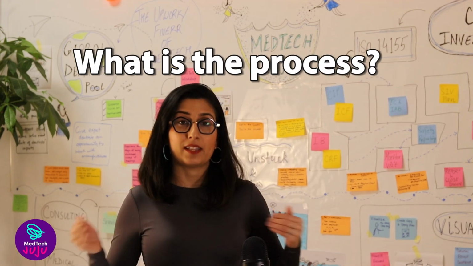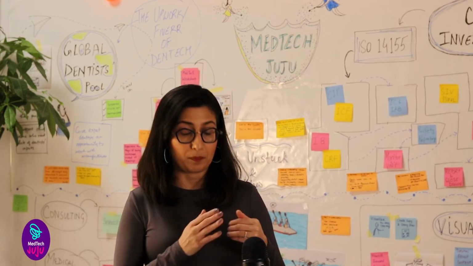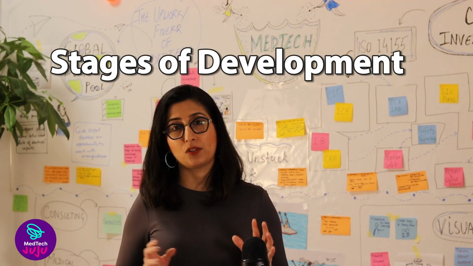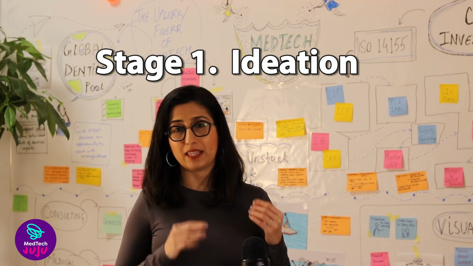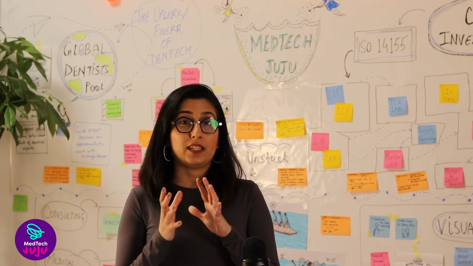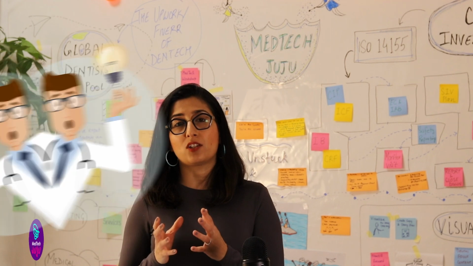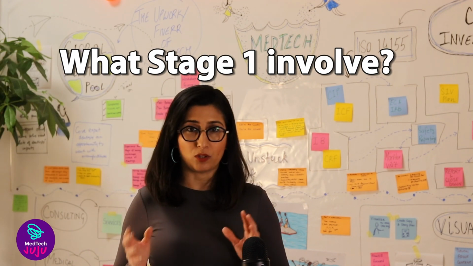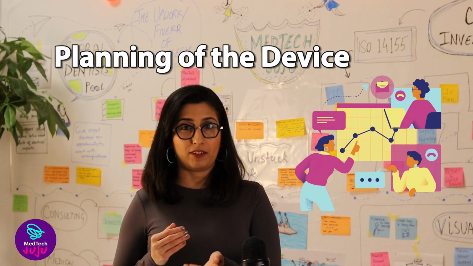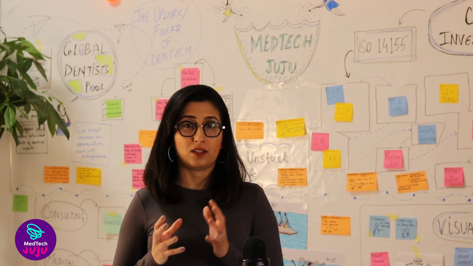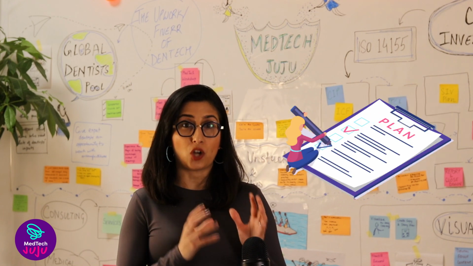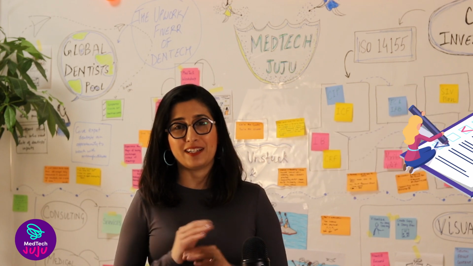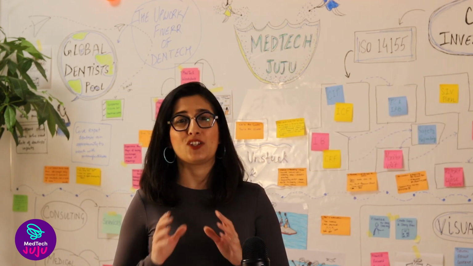So what is the process that a medical device follows when it's being developed? I like to call them different stages of development. So stage 1 would usually be the ideation stage. It's essentially the initiation or the opportunity stage in which you come up with the idea for your dental device. What does stage 1 involve? At this stage, you're planning the development of your device. And keep in mind, most manufacturers need to document this plan. Everything needs to be documented. When you are in a medical device company, everything needs to be documented.